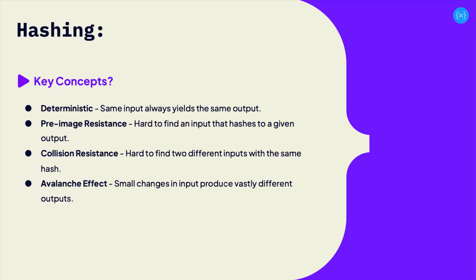Some of the key concepts, as we said, deterministic: the same input always yields the same output. Then what we refer to as pre-image resistance, so it's hard to find an input that hashes to a given output. Collision resistance: it's hard to find two inputs with the same output. And then what we call the avalanche effect, which is that small changes in the input produce a very different output.